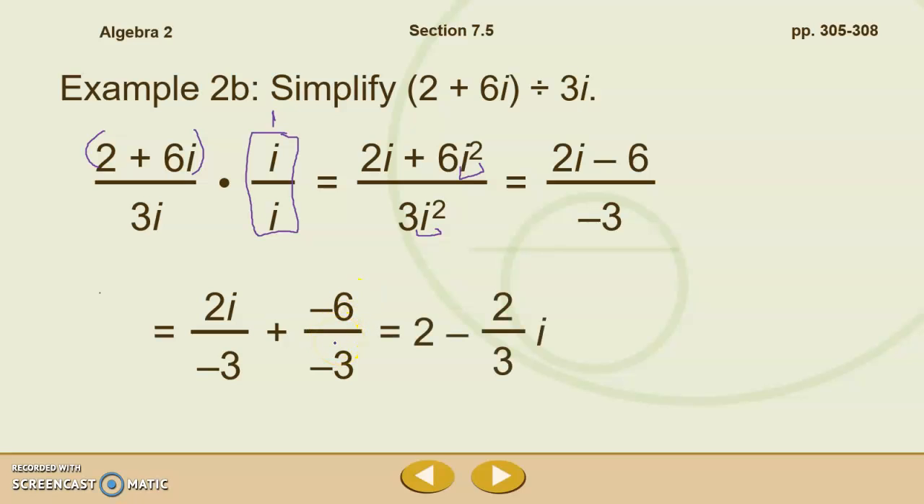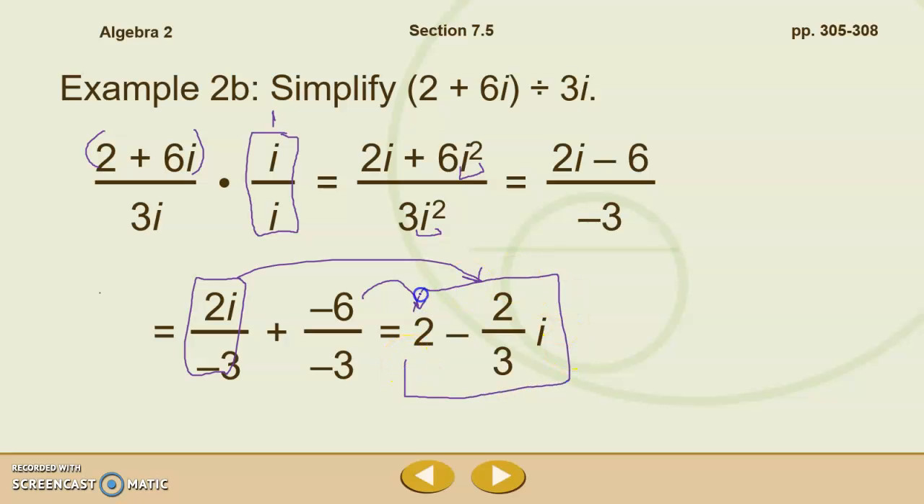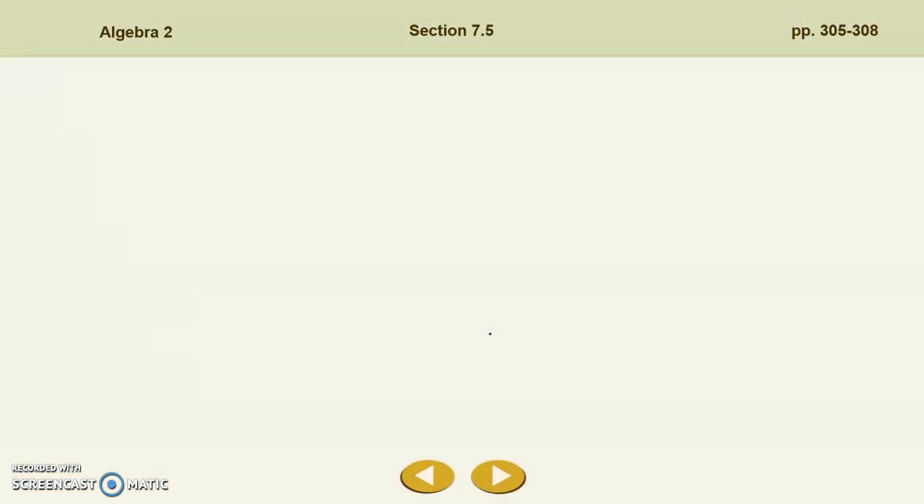And that simplifies then to -2 over 3i. That's our first fraction here. And then we have -6 divided by -3 is +2. And we do want to write our complex number this way. So we want to lead with the real number 2 minus any imaginary part, so minus 2/3 i.